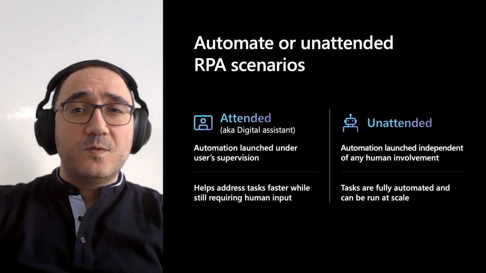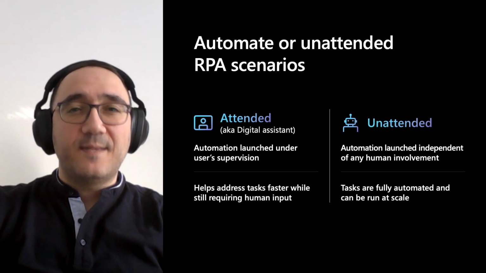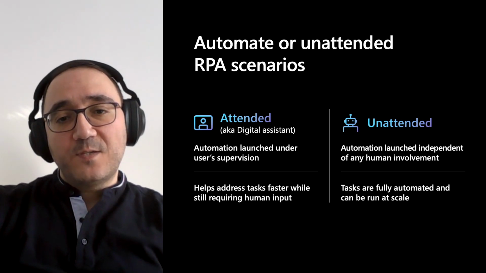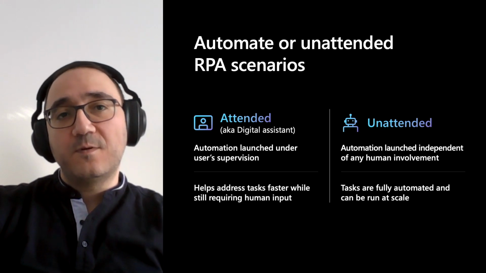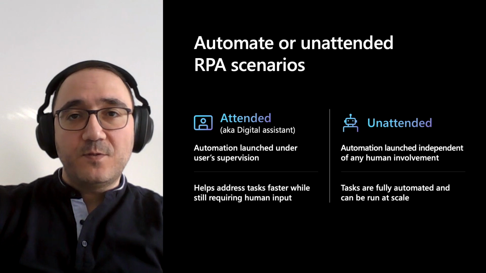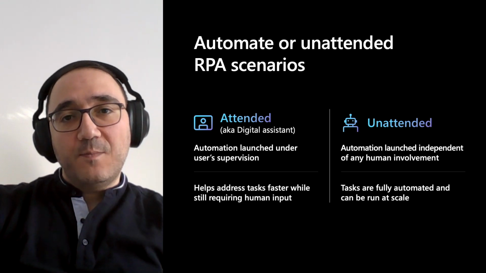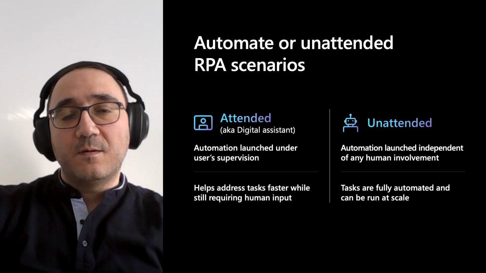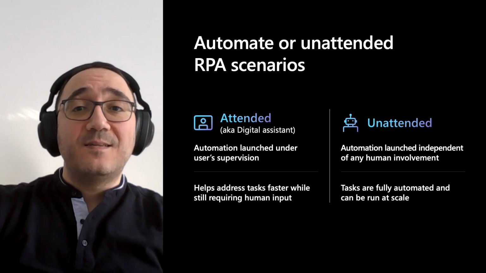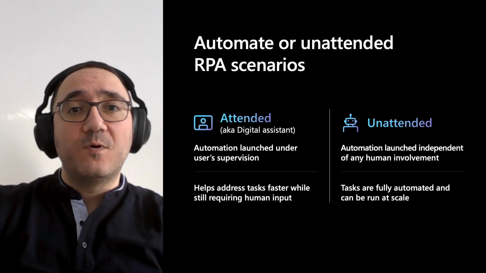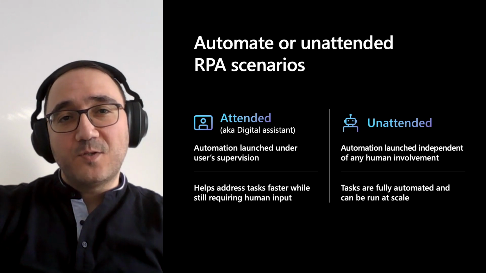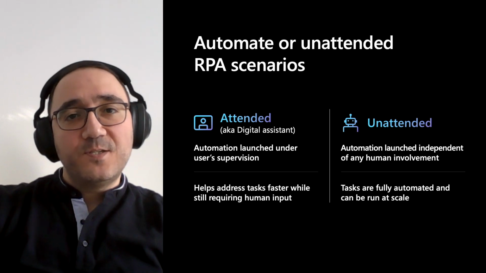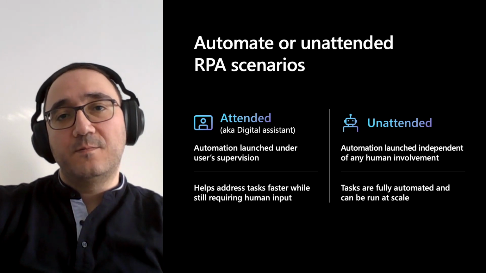In the RPA world, we see two main types of scenarios. The attended ones, also called digital or virtual assistant, or when the automation is launched while the user is in front of the screen. The goal is to help them address the tasks faster. It is a collaboration between the human and the bot. Let's take an example in a call center where an agent can get assisted by a bot during a live customer call. The bot will find information about the customer and fill in a form automatically. The agent can focus on solving the customer issue.